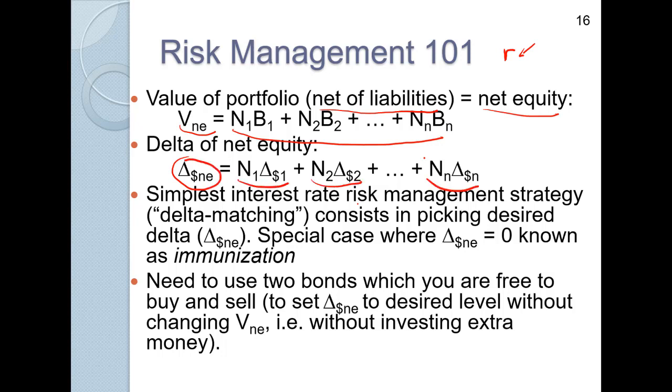And at the end, what do you want to do with that? Well, what you want is that the delta of the net equity is equal to 0. And to do that, you're going to use two bonds that you find in the market, that you can buy or sell. Then you're going to take certain positions in those two bonds so that the delta of the net equity is equal to 0. And the whole idea here is also that you don't invest any extra money. Like buy or sell those bonds without investing extra money and then get the delta of your net equity equal to 0. So here we have an example.